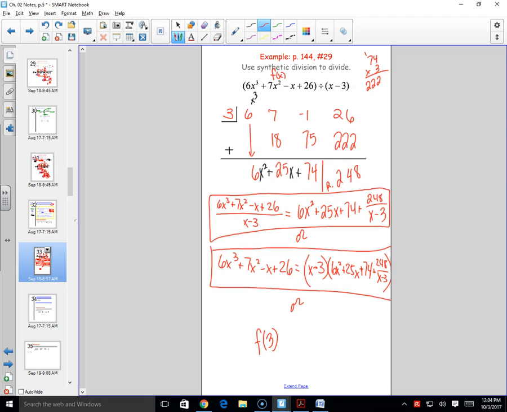What? Where do you see that in this work? The remainder is the exact same thing as the function value. Is that always going to be true? In this one, would it have been easier for most of you, mental math, no calculator, to do 6 times 3 cubed plus 7 times 3 squared minus 3 plus 26, or to do the synthetic?